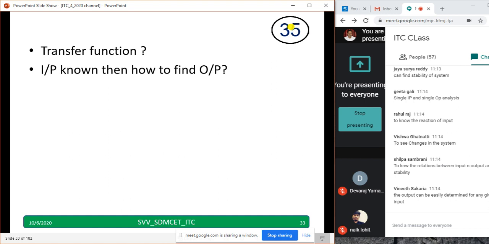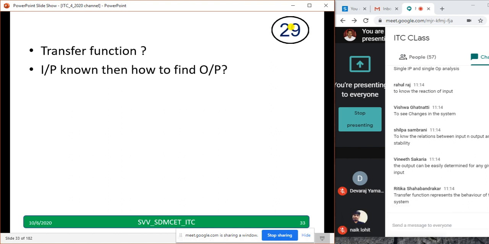Vineet Sakaria has told the perfect answer now. Thank you, Vineet. The output can be easily determined for a given input once I know the transfer function of the system. Vineet, this line I expected, but you told it after showing this particular slide because the answer is there. Transfer function represents the behavior of the system. Yeah, Ritika, correct.